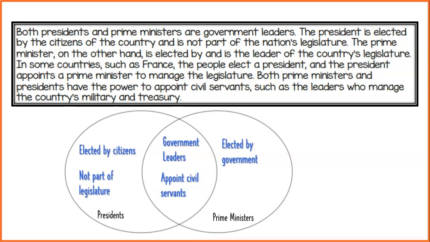Presidents are not part of the legislature. That means they can't make laws. There's a different part of the government that makes laws. Prime ministers are part of the legislature, so they're responsible for making laws. Again, they are comparing and contrasting these two government positions.